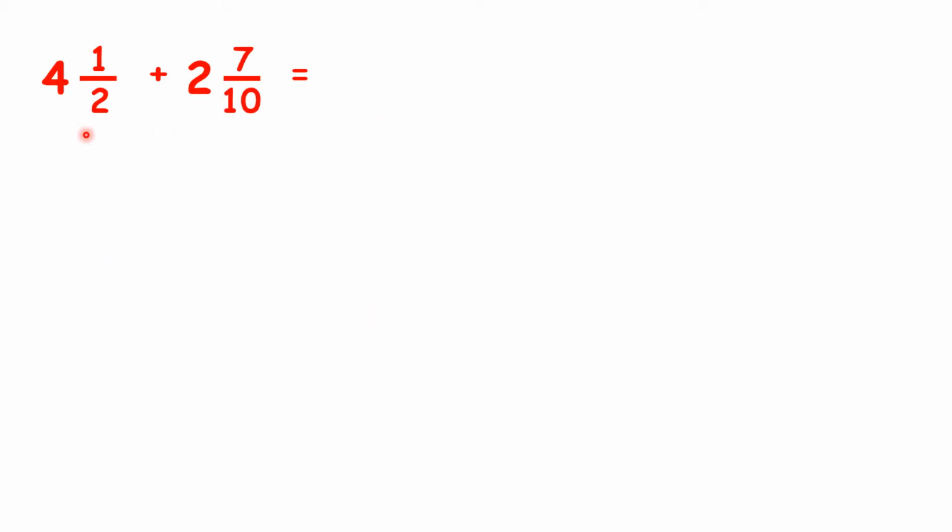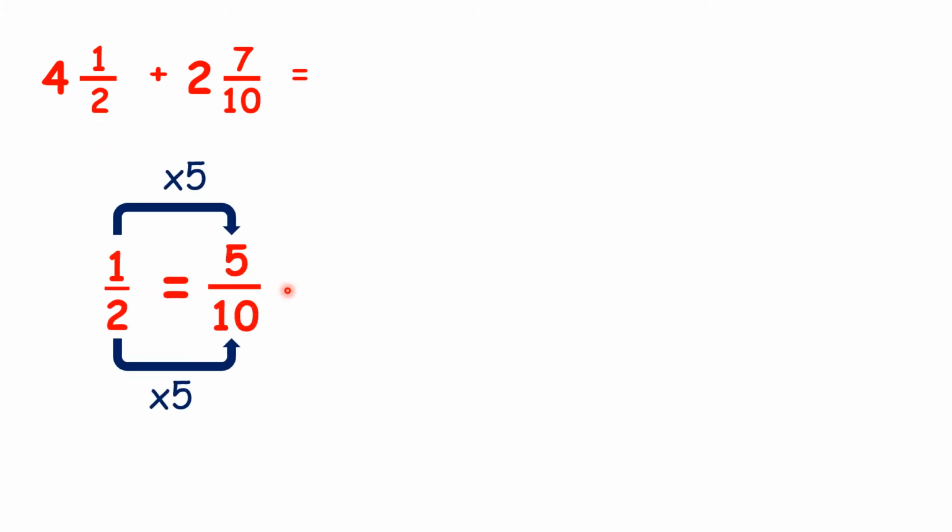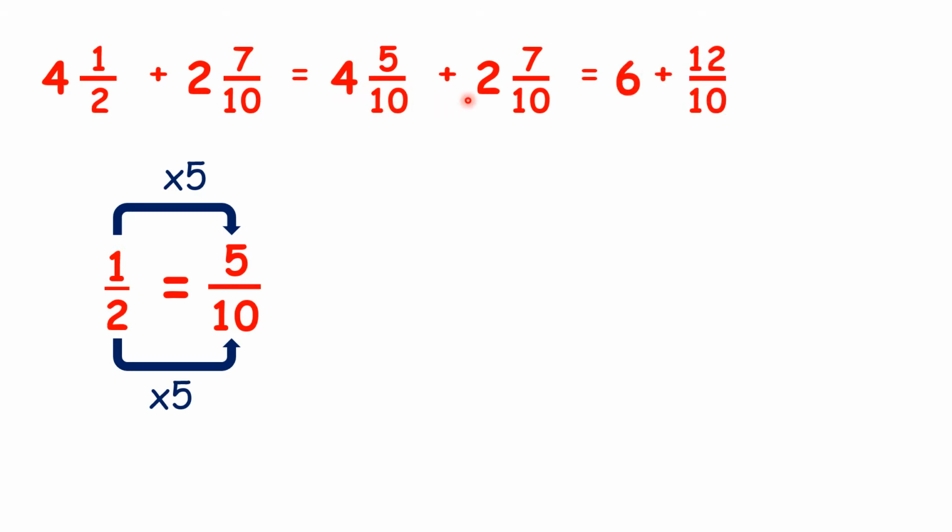Now let's try 4 and 1/2 plus 2 and 7/10. Well, we can change a half into tenths. 1/2 is 5/10. So let's rewrite our question. 4 and 5/10 plus 2 and 7/10. When we add up our whole numbers, we get 6. And when we add up our fractions, we get 12/10.